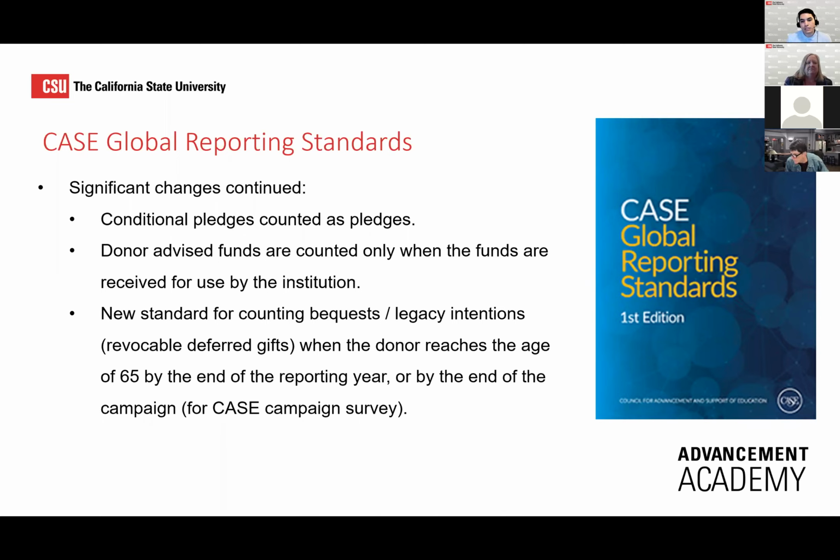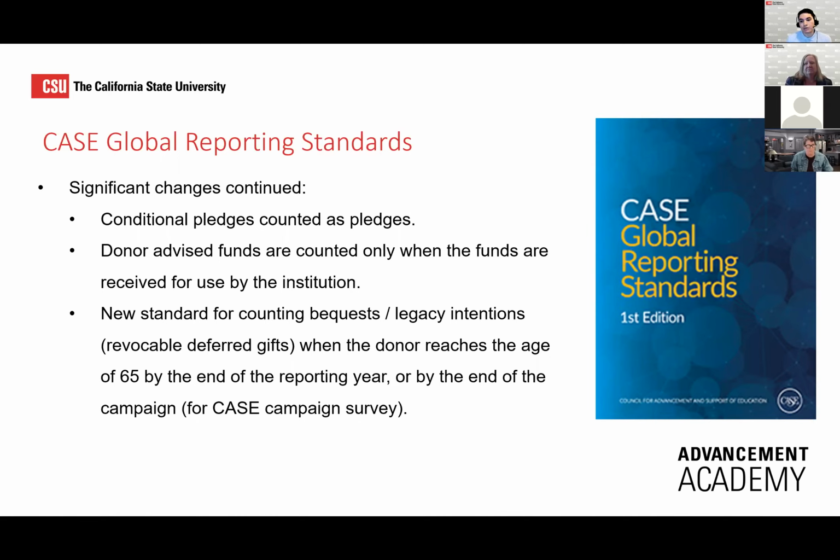And then, of course, there's the guidance on accounting of bequest and legacy intentions. So revocable deferred gifts, you can only count those starting with 2020, from donors who are age 65 or older by the end of the reporting year, or by the end of the campaign for the CASE campaign survey. And again, that's just for revocable deferred gifts.